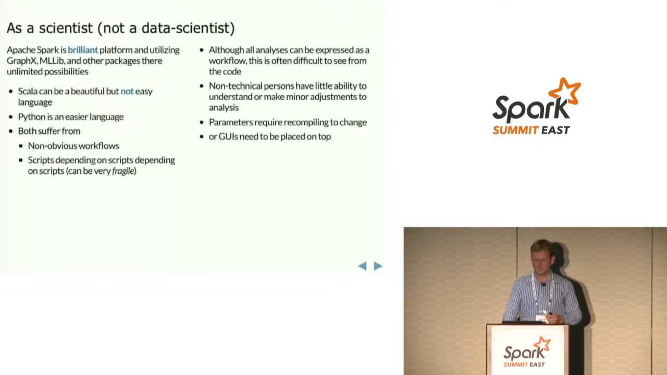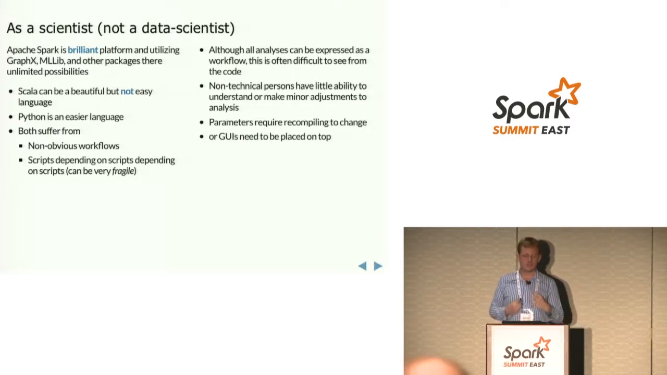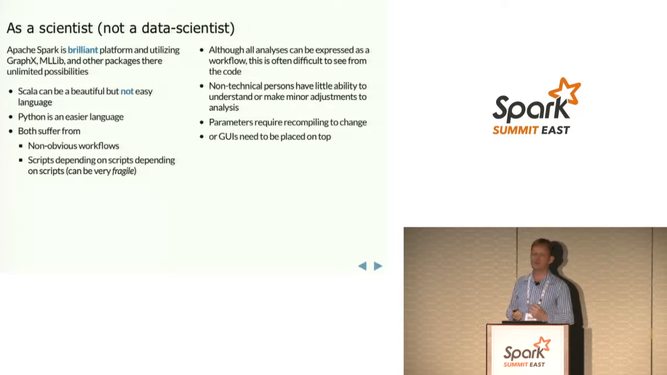So now, as a scientist, and not a data scientist, because this distinction was made before, Spark is a really cool tool, and Scala is a beautiful but not necessarily easy language. Python's an easier language, but you still have this problem of non-obvious workflows, and you can have scripts depending on scripts depending on scripts, which means if someone changes one of them, everything can break, and you don't really know why. And so while all these analyses are ultimately a workflow where things are connected together, it's very difficult for non-technical persons to see how this workflow fits together.